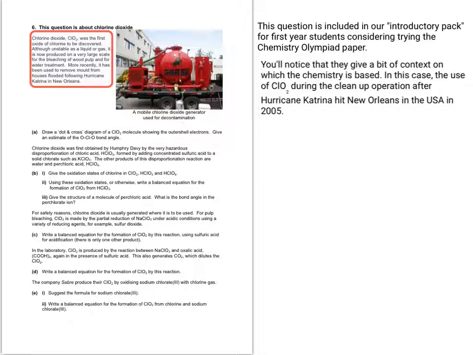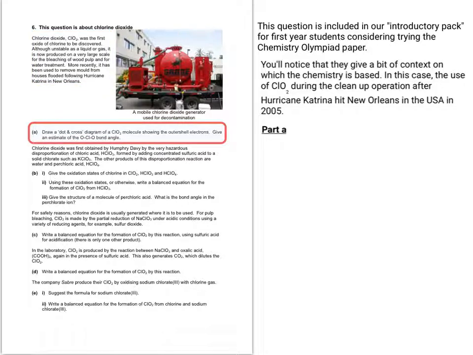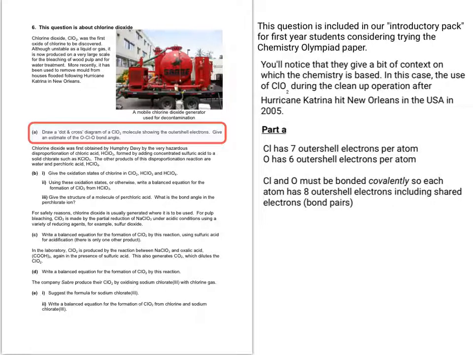The first question asks you to draw a dot and cross diagram of a ClO2 molecule, only showing the outer shell electrons. It also asks for an estimate of the OClO bond angle. Thinking back to GCSE, you'll know that chlorine has 7 outer shell electrons per atom and oxygen has 6. Because they're both non-metals, they have to be bonded covalently to each other. Each atom has 8 outer shell electrons, including any shared electrons in the form of bond pairs.